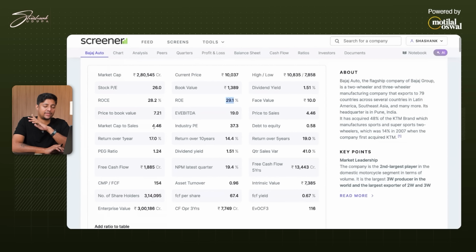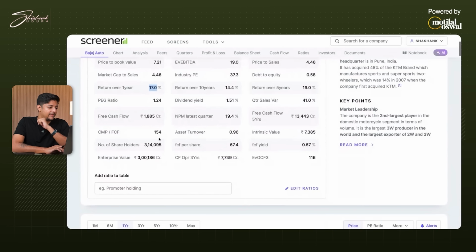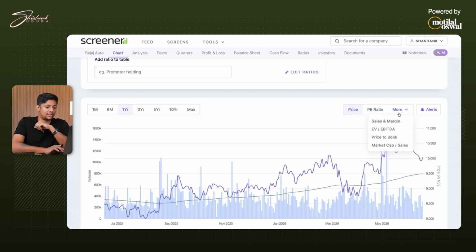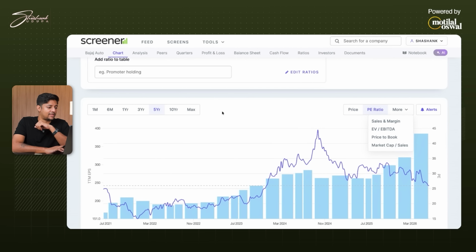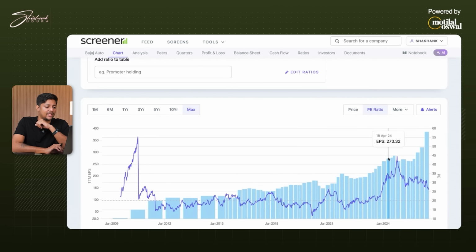Return over 1 year is 17%. That means it has beat the index. Free cash flow company. I want to look at historical P ratio to check if I'm overinvesting or is it a very high number. It seems like it is at a slightly higher end over here, right?